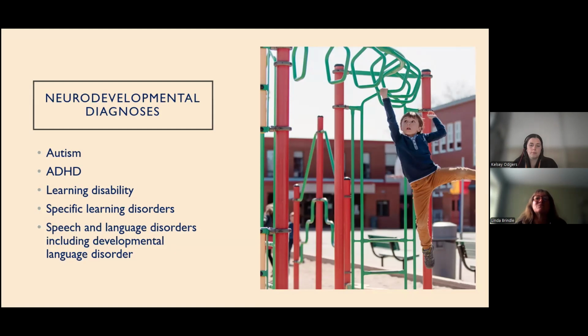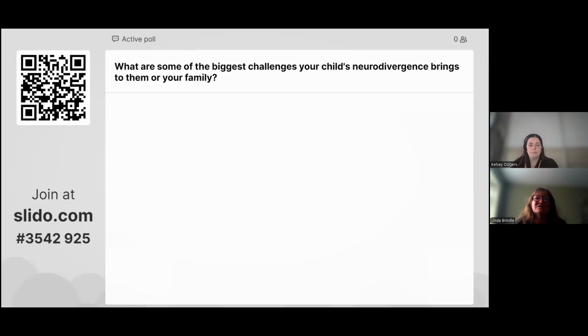In that series, we'll then be thinking about what it is like for your child to manage some challenges, what is behind these labels and what can be helpful. That's what we'll be thinking about as we go through this workshop series. So just for now, I wonder if you can share with us on Slido, what are some of the biggest challenges that your child's neurodivergence brings to them or to your family? How does it impact on their abilities or their life?